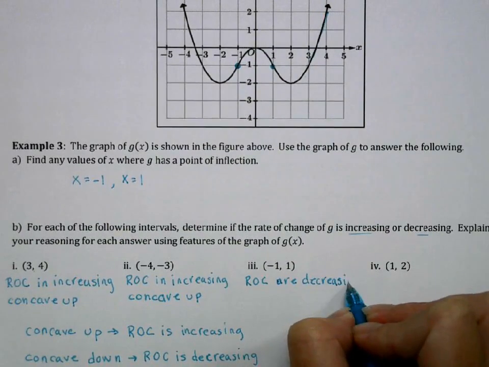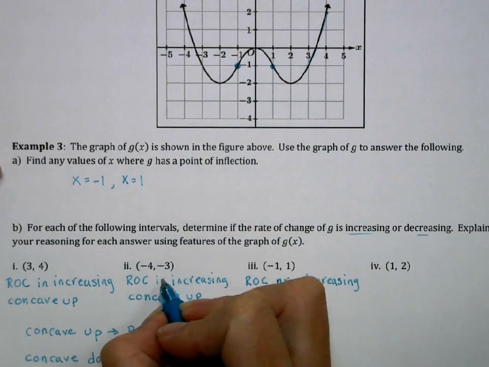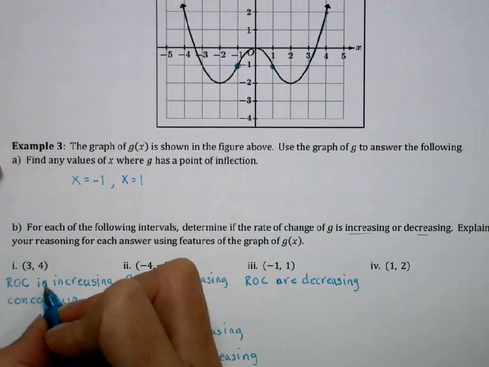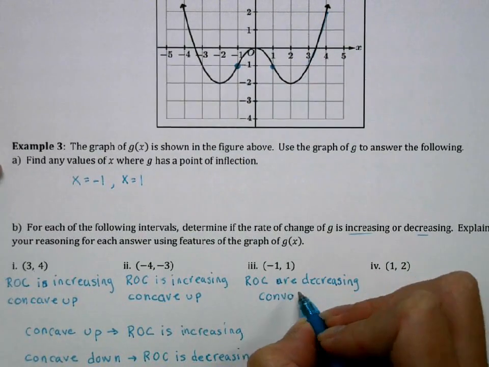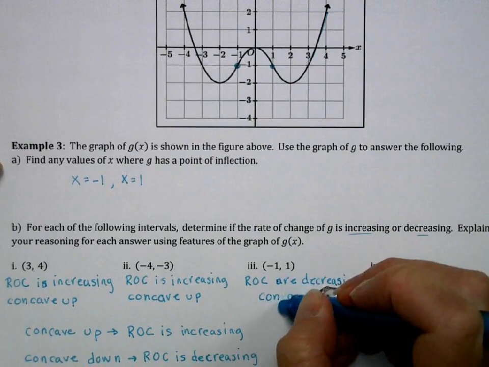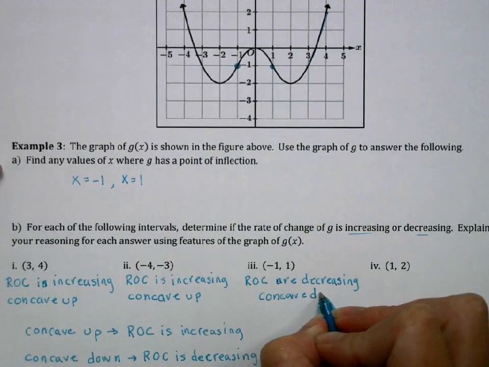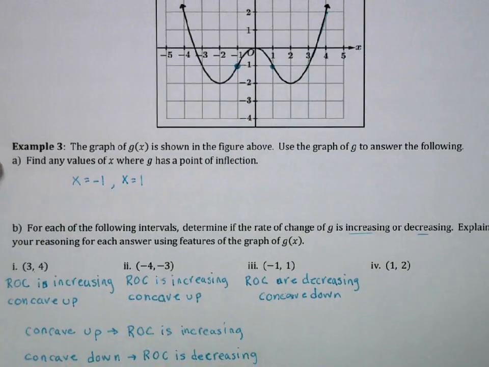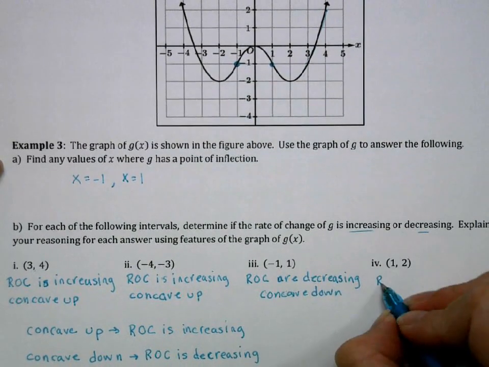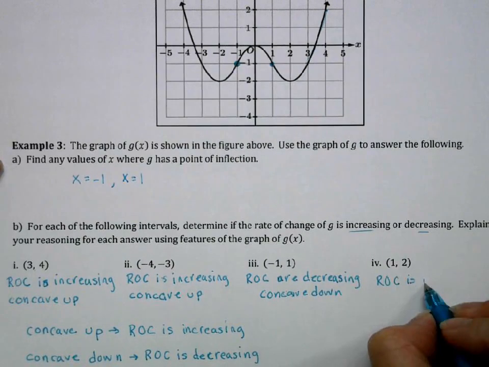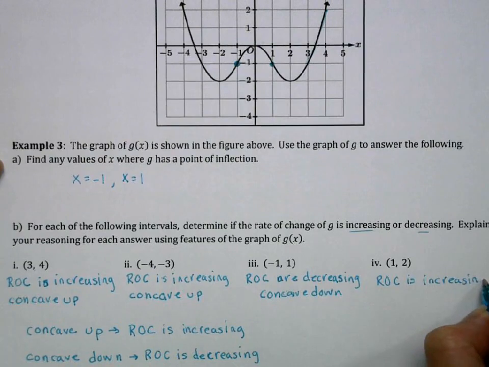Okay. And I don't know why I said increasing, because the graph is concave down here. Okay, and then our last one, 1 to 2, we're back to concave up, which means my rates of change are increasing, because of our concavity.